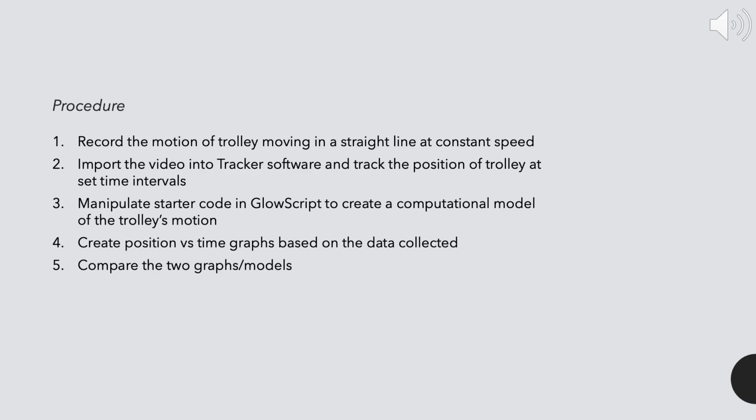Procedure. I first recorded the motion of the trolley moving in a straight line at a constant speed. Then, I imported the video into tracker software and tracked the position of the trolley at set time intervals. I will then manipulate the starter code in CloseScript to create a computational model that mimics the trolley's motion. Next step will be to create position versus time graphs based on data collected and then compare the two graphs and the models.